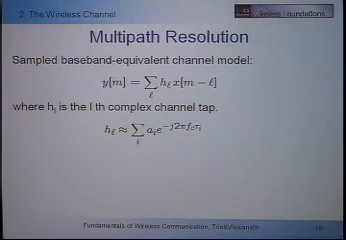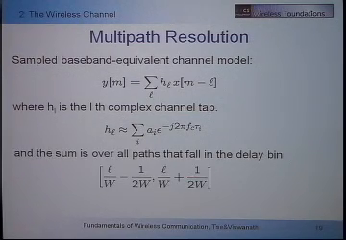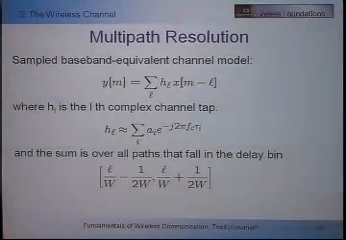This sum is precisely over all the paths that fall in the delay bin, which is l/W - 1/(2W) to l/W + 1/(2W), the l-th bin. So in this picture, what I'm doing is essentially breaking up my continuous delay dimension into bins of size 1/W. And all the paths that arrive in the same bin, from my point of view, I can't really resolve them, so I group them into one number.